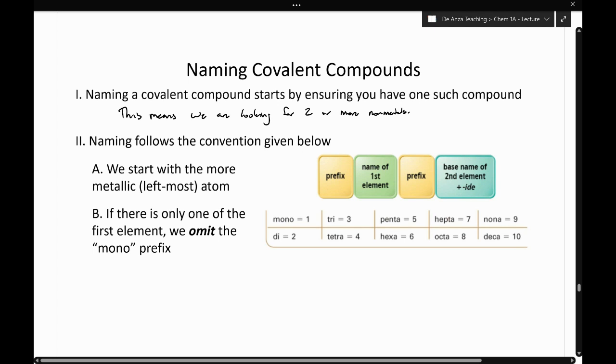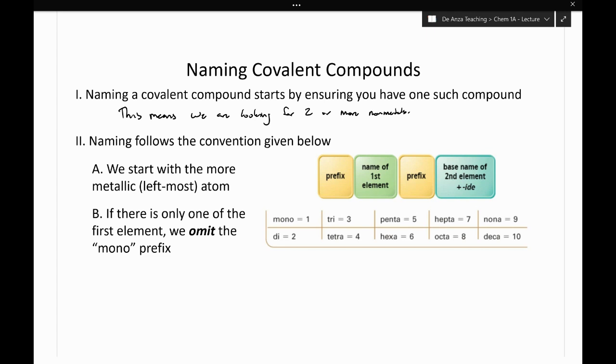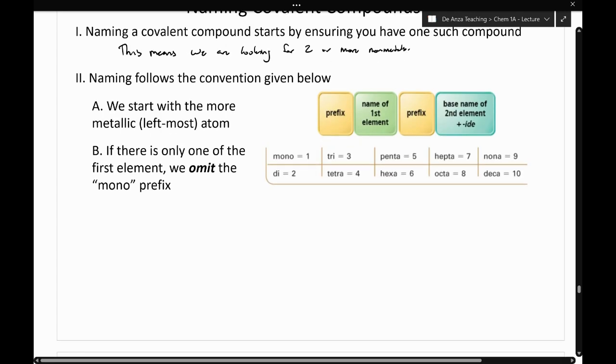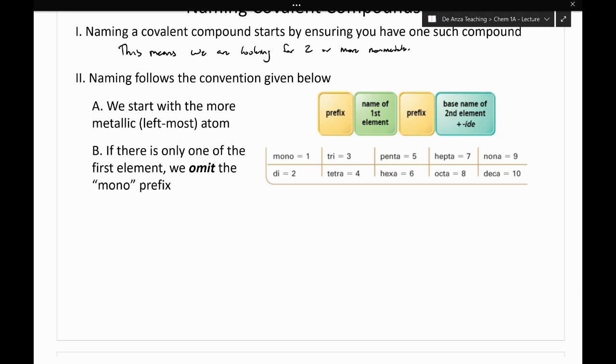When we have something that only contains these nonmetals, we're pretty sure we have a covalent compound. When we name these, we're going to start by naming each of our separate species. We have to specify how many we have of each different atom or element. So we start with the leftmost atom. Let's say we have something like NO2.